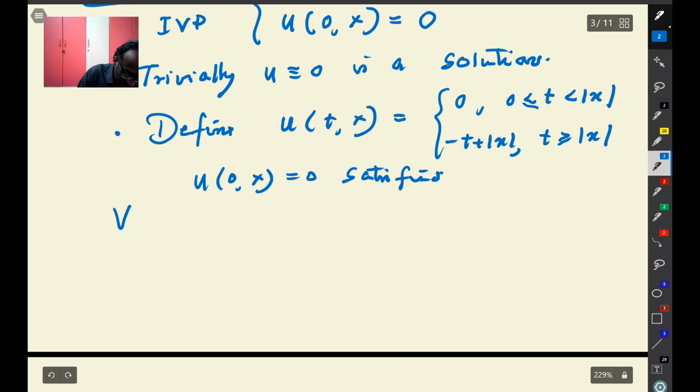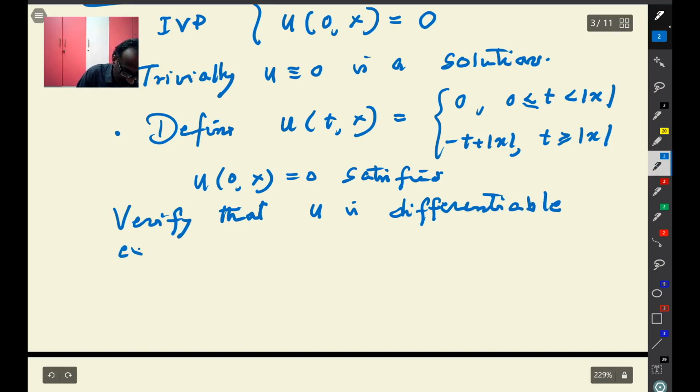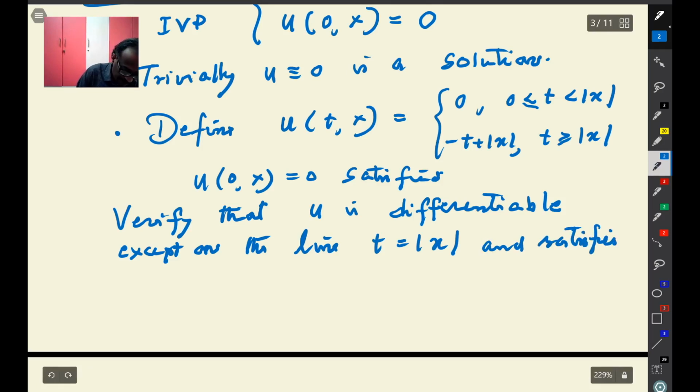And I will leave it as a small exercise. Verify that u is indeed differentiable except on the line t equal to modulus x, and satisfies the equation. Okay, that means it's a line.